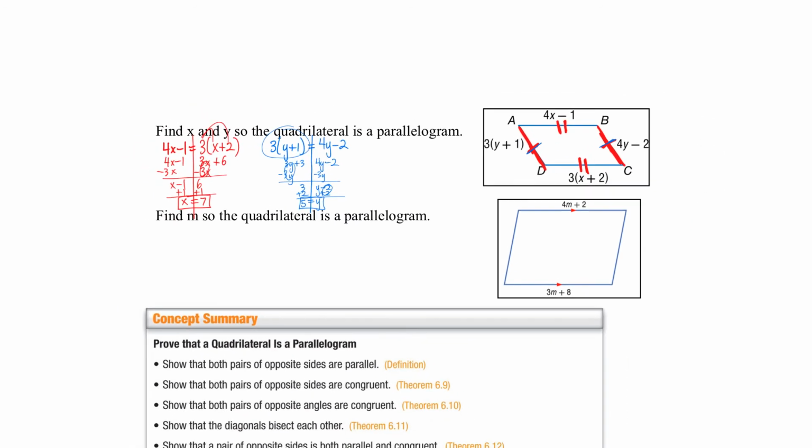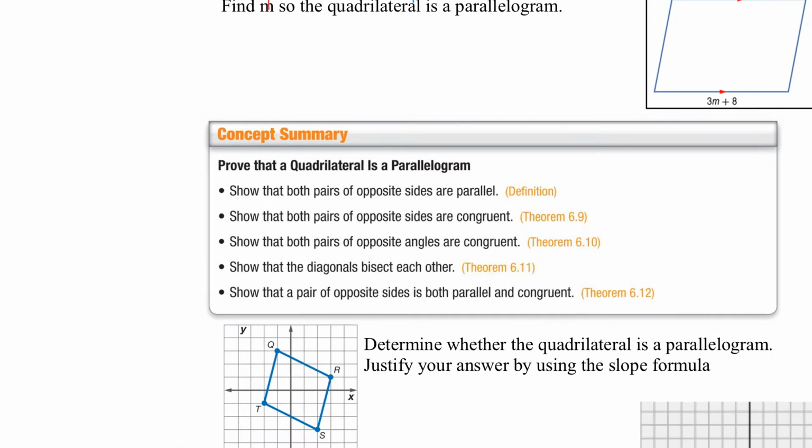Okay, then on the next one, same thing. Those two sides would have to be congruent. I would just set them equal to find the value of m. So I'm not going to work that one out.